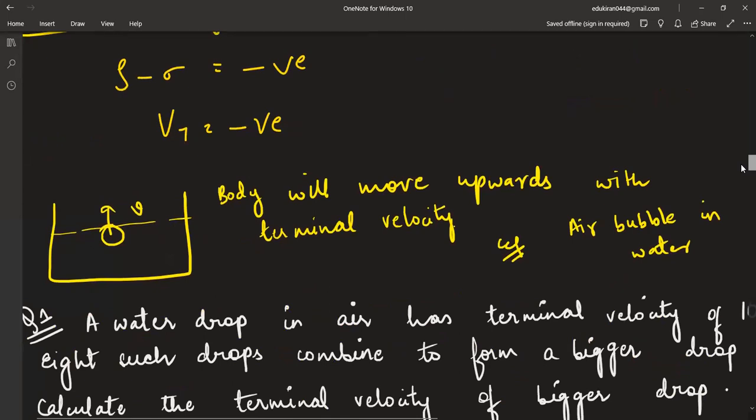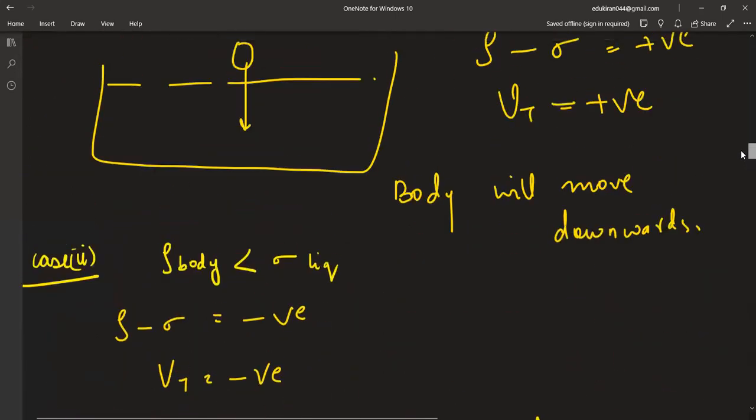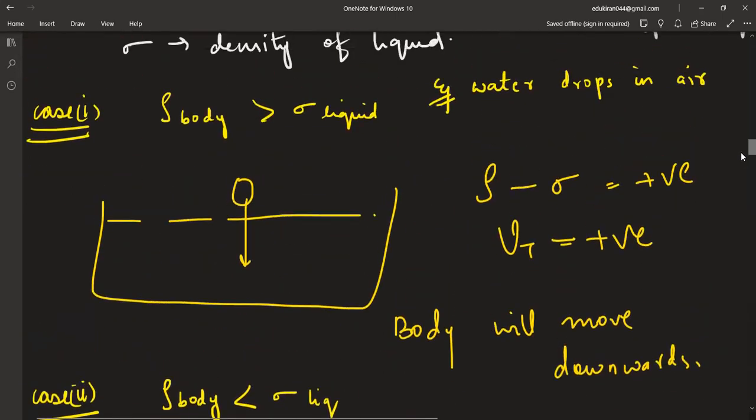For example, an air bubble in water always moves upwards. Why? Because water's density is greater than air's. But when we're talking about water drops in air, the opposite, water drops always fall down. You can take the example of raindrops, because the density of the body is greater than the fluid. For us, the fluid now is air.